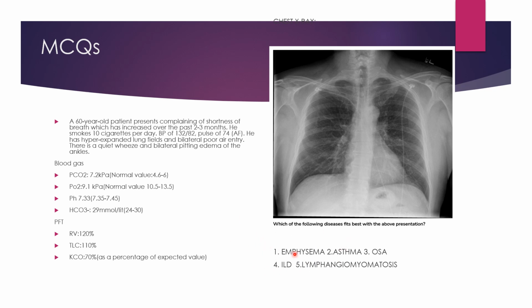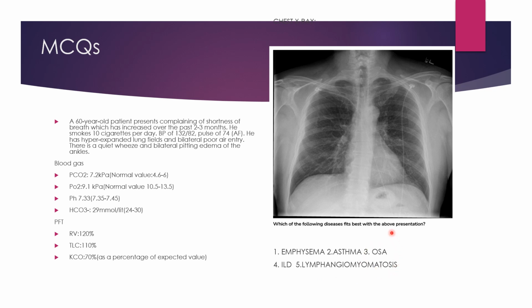But how can you rule out the other options is the important thing here, because as you can see, the other options are asthma, OSA, interstitial lung disease, lymphangiomyomatosis. So this condition, lymphangiomyomatosis, is usually seen in a child age group with shortness of breath and recurrent pneumothorax. So this would be unlikely in this case. And interstitial lung disease is a restrictive lung disorder. So the residual volume, the total lung capacity would be low.